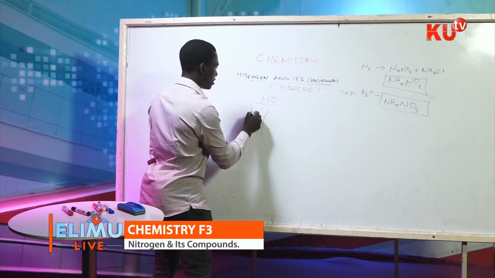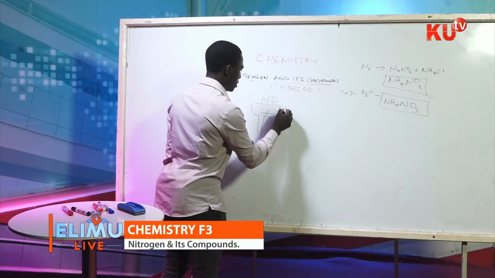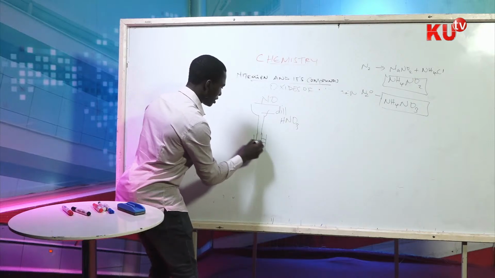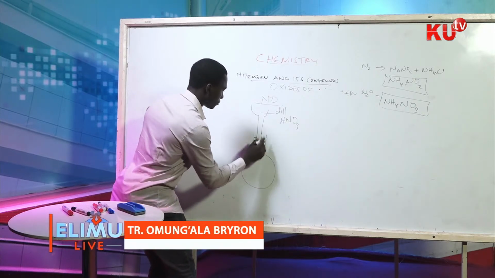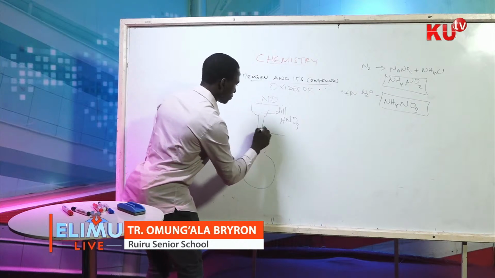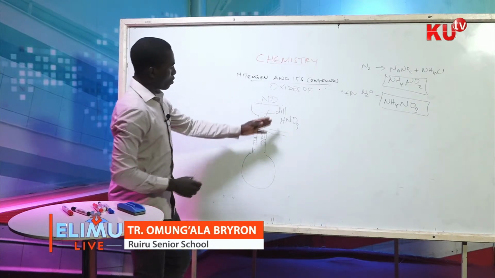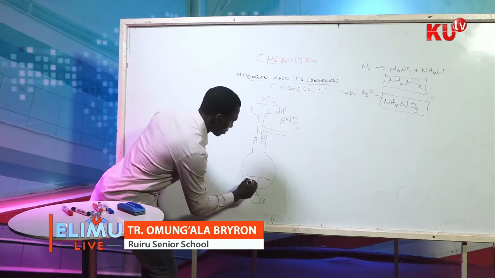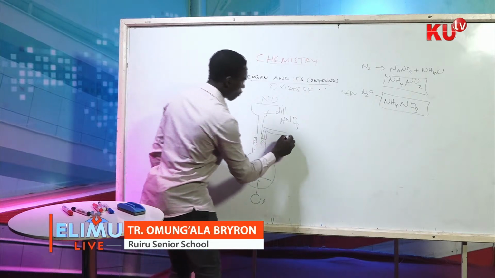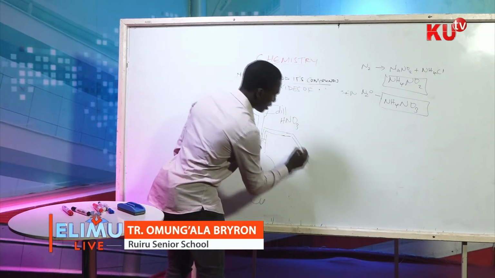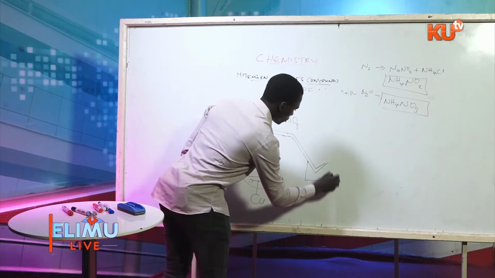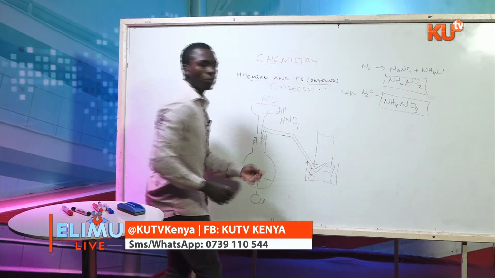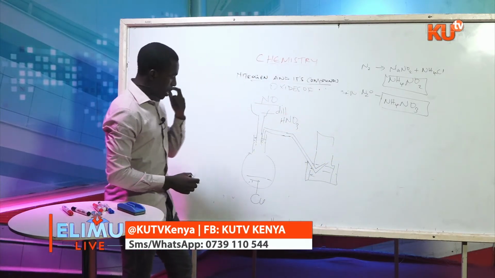So you can have here nitric acid. This one will be dilute nitric acid. We are collecting here our dilute nitric acid. So we have dilute nitric acid and copper metal here. What are we going to obtain? We're going to obtain nitrogen(II) oxide, which is still collected using the over water method.